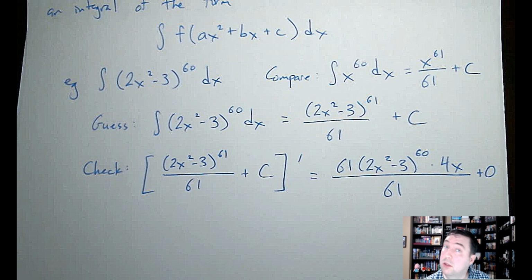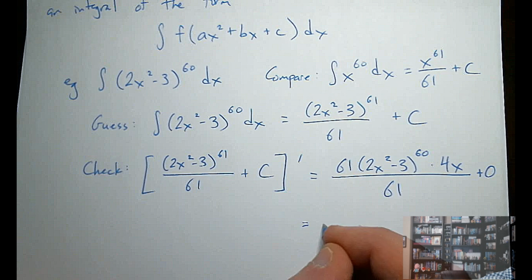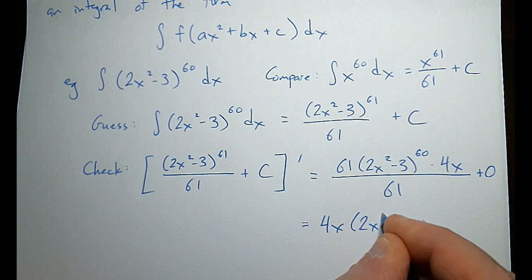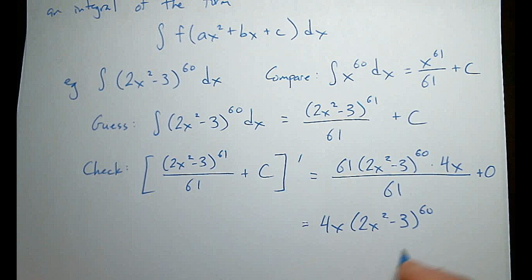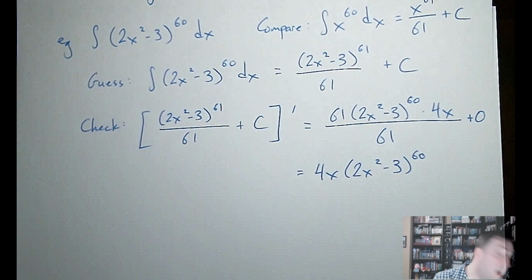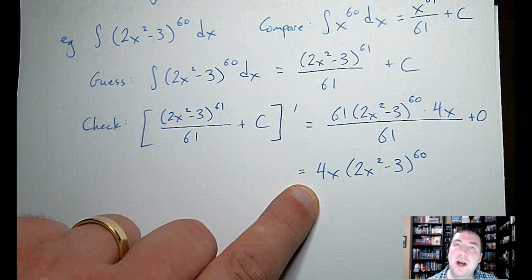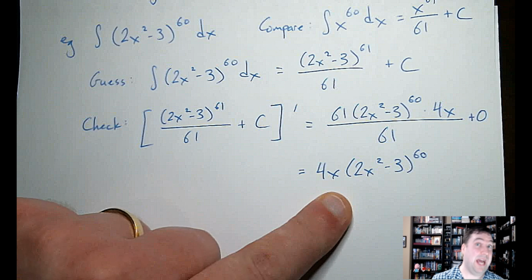So the 61s cancel, just like they did in our first example today. But now we've got a bit more left over. We've got a 4 times x times (2x^2 - 3)^60. So again, that tells us that our guess is not correct, because this is not our original integrand. But we've got a bigger problem this time. Whereas for our first example, and in fact for all of the linear composition examples, we were only off by a constant, by whatever the coefficient of x was. In this case, yeah, we're off by a constant, but also by a factor of x.